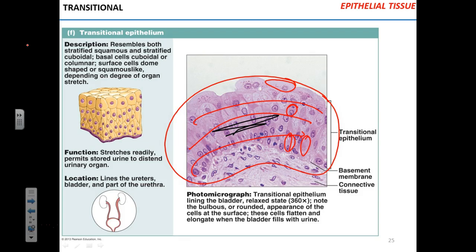You can find transitional epithelium covering the walls of the bladder because it is stretchable. Okay? For instance, everything that's stretchable, like ureters, they stretch a lot. Bladder stretches a lot. Parts of the urethra stretch. Okay? So that's where you're going to find the transitional one.